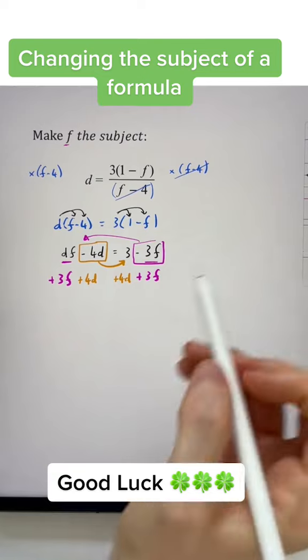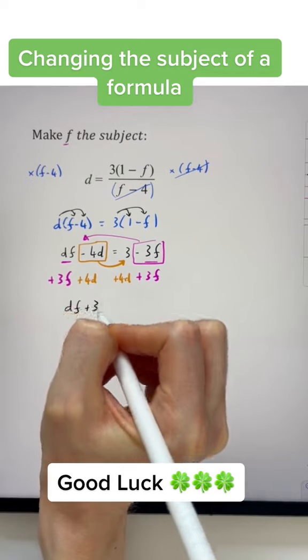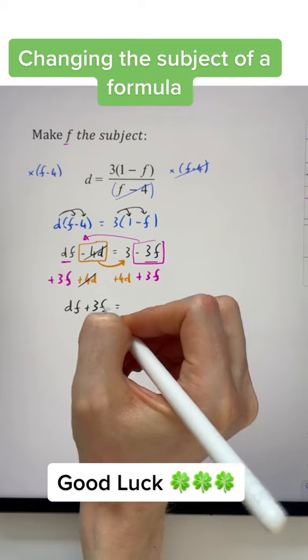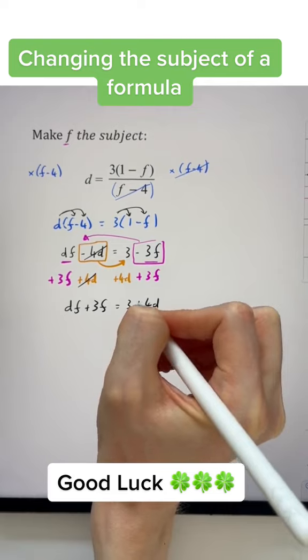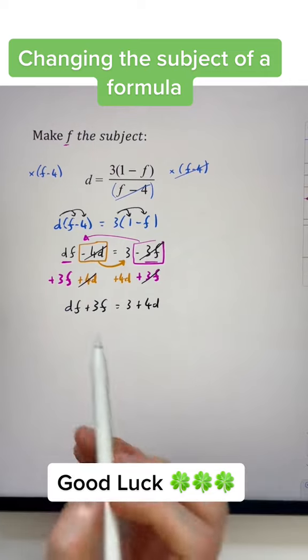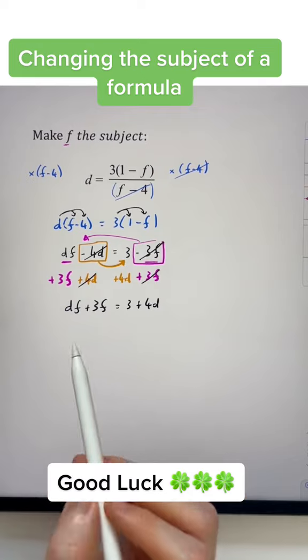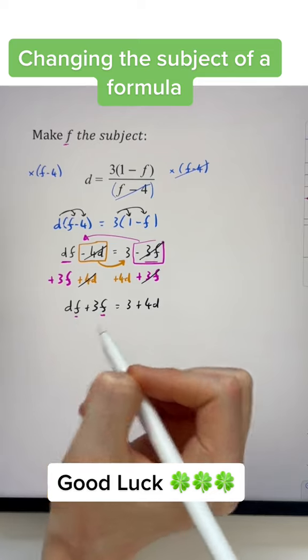Collecting like terms, on the left-hand side I've got df plus 3f. I know that negative 4d add 4d will cancel. And on the right-hand side I've got 3 plus 4d, as I know that negative 3f and plus 3f will cancel. I can't simply add df and 3f together because they're not like terms, because like terms are the same combination of letters. As I want to make f the subject, I now factorise out the letter f.